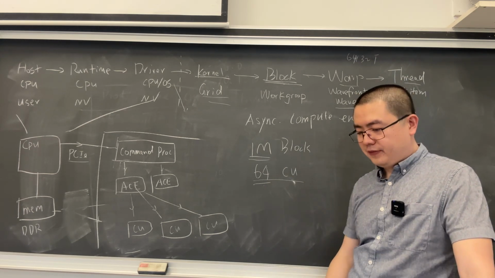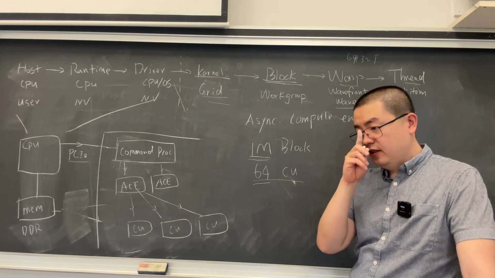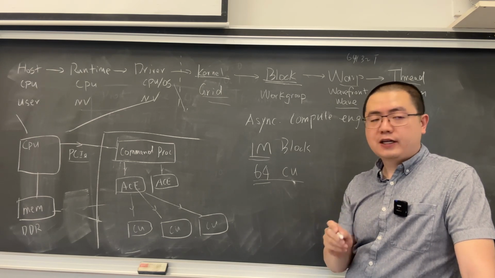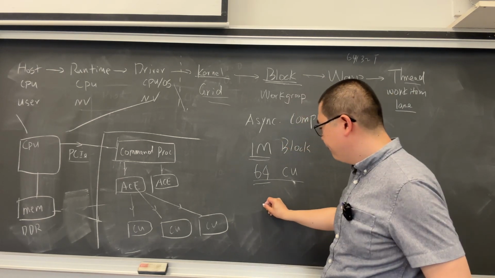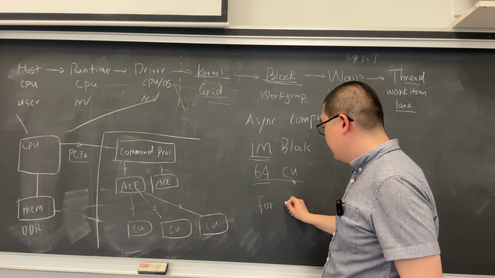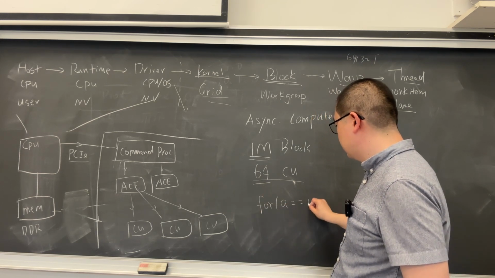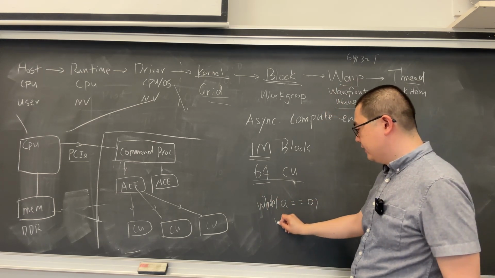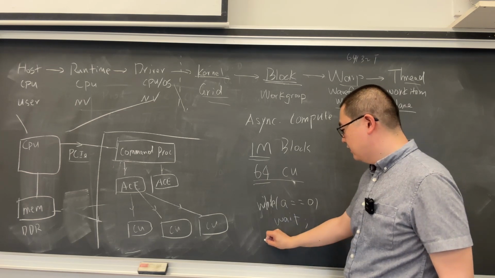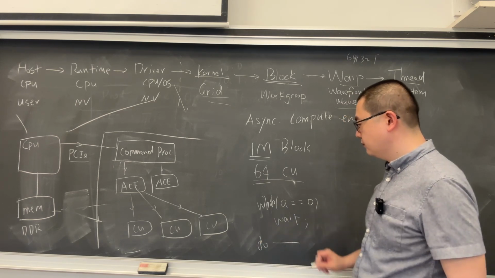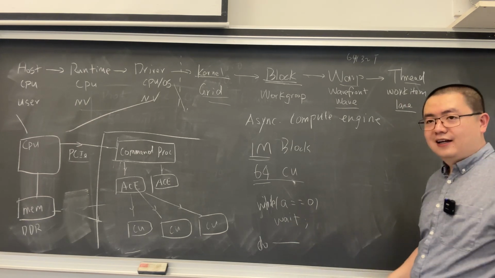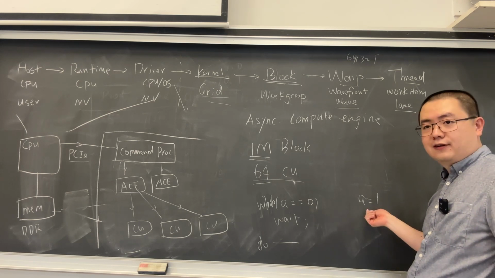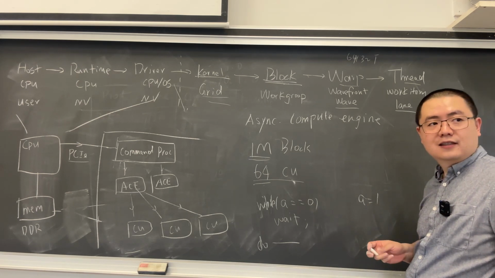This makes one thing: in a GPU, you should never expect global synchronization within a kernel. So for example, if in one thread you write while a equals 0, wait, then after that, do something. And on another thread, I set a equal to 1. Can this work?